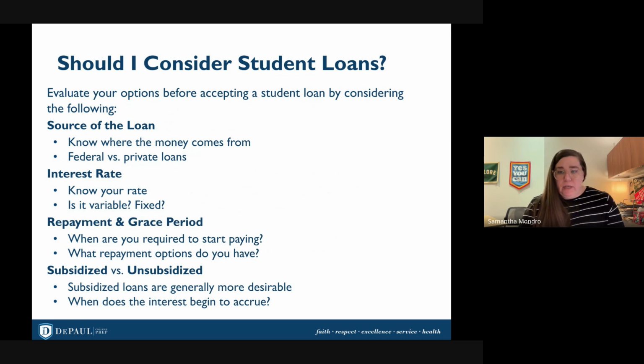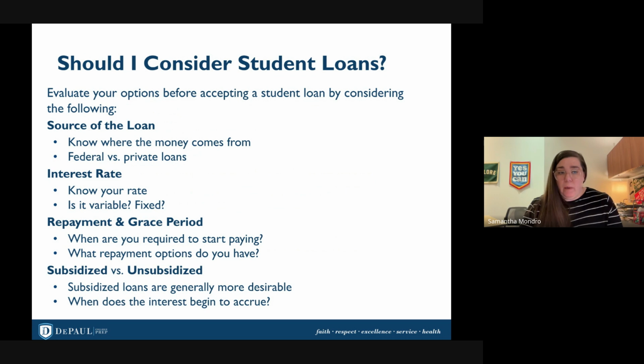Very often, students at this time of the year are considering whether or not they should take out loans. You can hear in the media that there are some students that have a lot of student loan debt, and that is something to consider, whether or not you want to take on debt. But student loans are really helpful and help you afford your college at this time. Some things to think about as you evaluate whether or not to take out loans: understand the source of the loans.